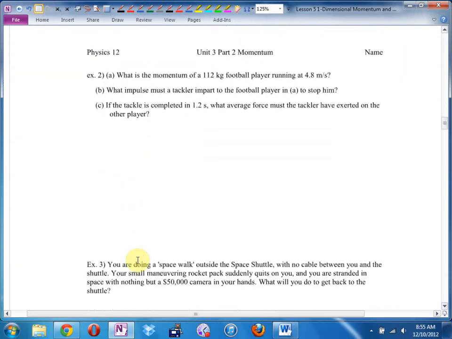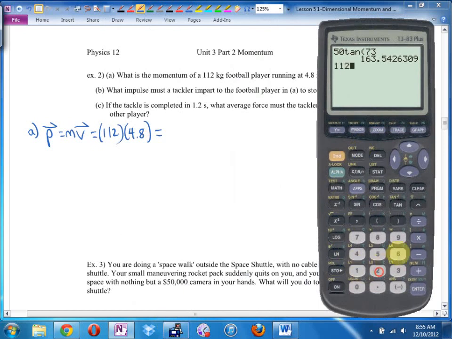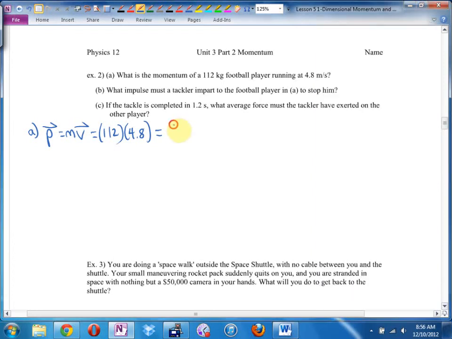Football. What is the momentum of a 112 kilogram football player running at 4.8 meters per second? Okay. Momentum is mass times velocity. Mass, 112. Velocity, 4.8. This young football player has a momentum, good gosh, of 538 kilogram meters per second.